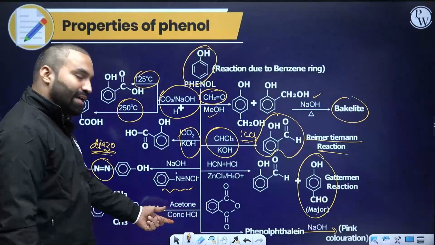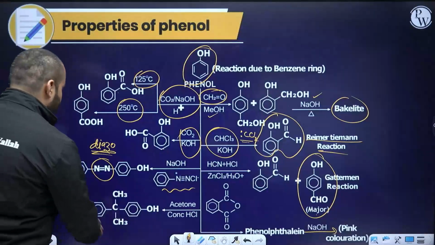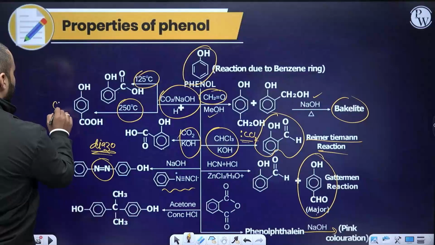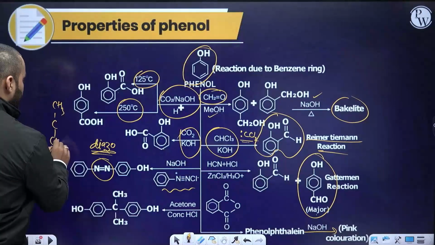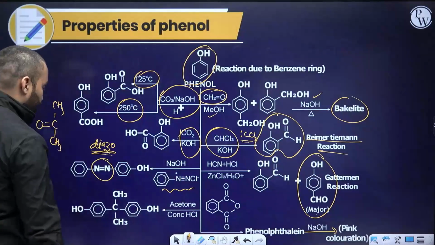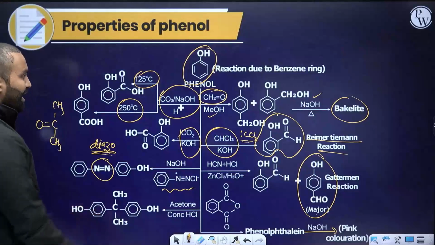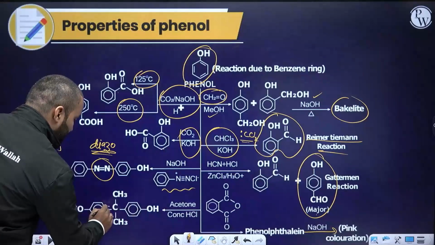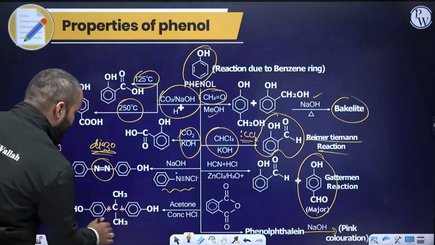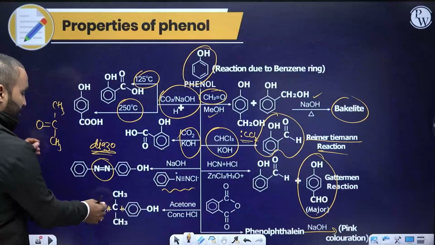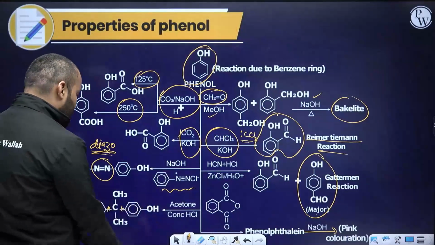Treatment with acetone, what happens here? Acetone is CH3, C double bond O, CH3. So from this side of phenol, I have taken the hydrogen. Suppose there was a hydrogen here. From this side also there was a hydrogen here. So H, H and oxygen, water elimination and a carbon-carbon bond has formed.